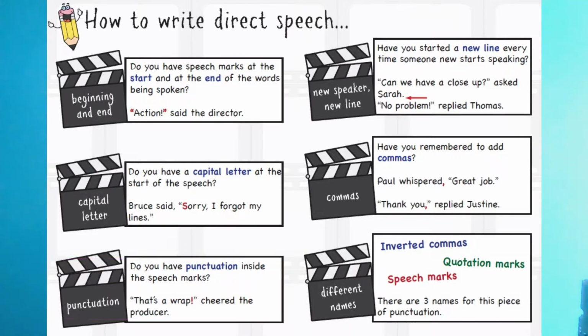If there's more than one speaker, make sure that the Bready is using the new speaker, new line rule. So every time you have someone new speaking, you start a new line. Remember, commas are really important too. So it might be like in this example with the reporting clause, there's a comma there before the speech. Or like we've mentioned before, if there's a comma, exclamation mark or question mark, they come inside the inverted commas. And also that there's different names. As I keep using things like inverted commas, quotation marks, speech marks, you'll hear different terminology that mean the same thing.